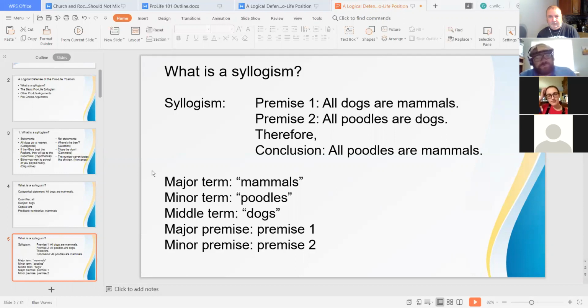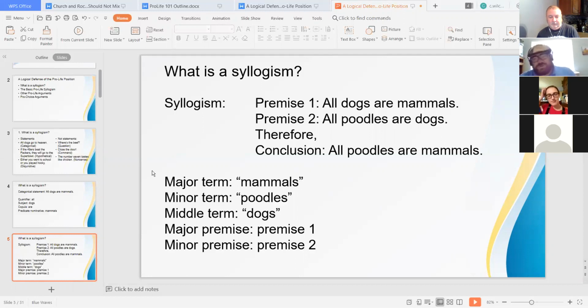So there are three terms in a syllogism: the major term, the minor term, and the middle term. Now, the major term, and again, I'm going to go through all these in more detail. So if you're not understanding at the moment, we'll go through these in more detail to explain them. So the major term in this case is mammals, because it is the predicate of the conclusion, and it's also found in premise 1. So since the major term is found in premise 1, we call premise 1 the major premise.